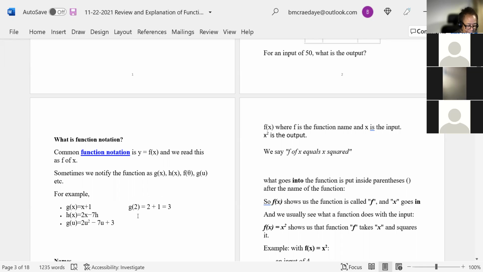Now take this one. Suppose this is h of x, right? So h of x, and my x is, we'll say, minus 3. So if the input is minus 3, what is the output? What would this be?